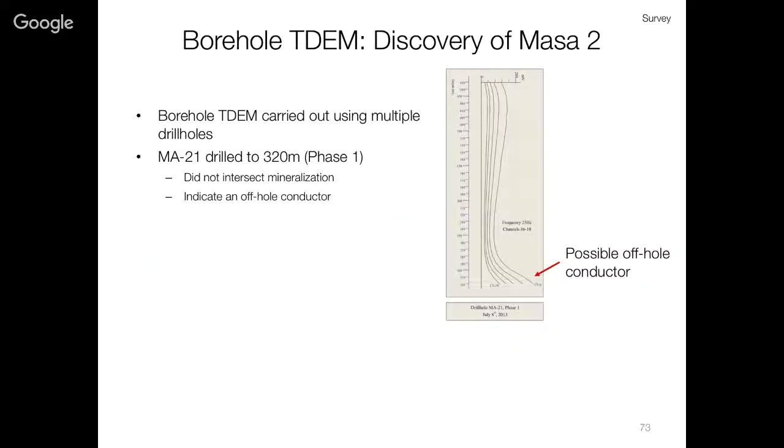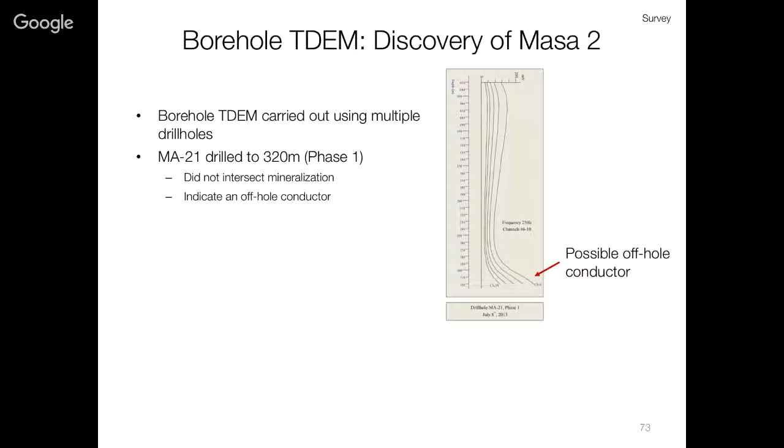But what was really interesting is whether you could use borehole measurements to detect something that's offline. So they had drilled another hole, MA21, and this is what they had. So there's no big peaks in here to say, oh, well, we found a big conductor. But they had drilled it to 320 meters, and just before they kind of quit, starting around 300 meters, the signal started to increase. Question like, okay, what is that? Is that possibly an off-hole conductor?